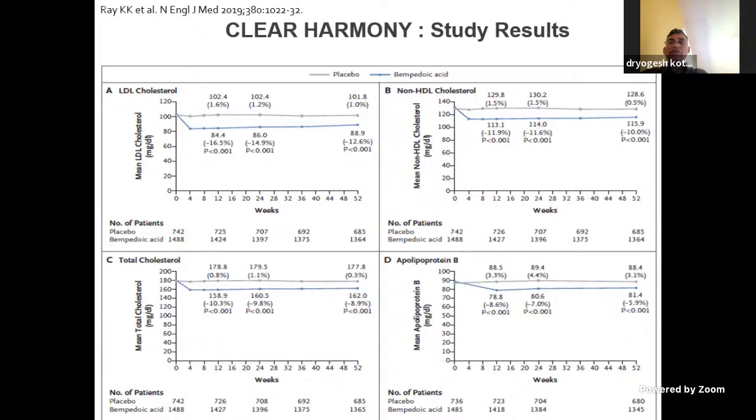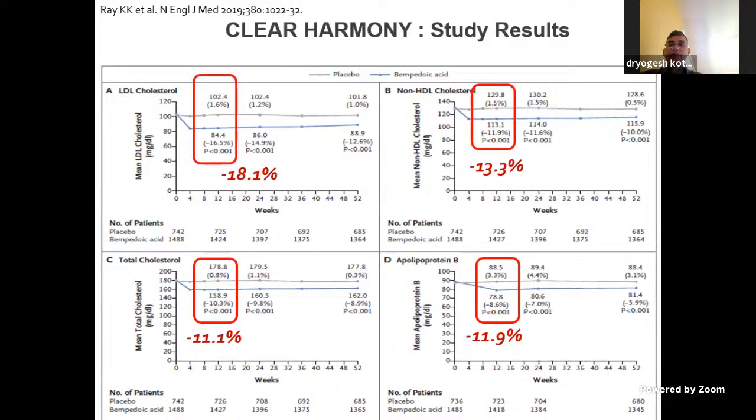There is a significant reduction, as you can see, with bempedoic acid in the mean LDL cholesterol level, which was sustained throughout the trial period. So there was an acute reduction in LDL cholesterol by 4 to 8 weeks, and that reduction was sustained throughout the trial period. And if you look at the total cholesterol, a similar effect. If you look at ApoB, again a similar effect. Next slide. So an 18% reduction in the LDL cholesterol. Next slide.